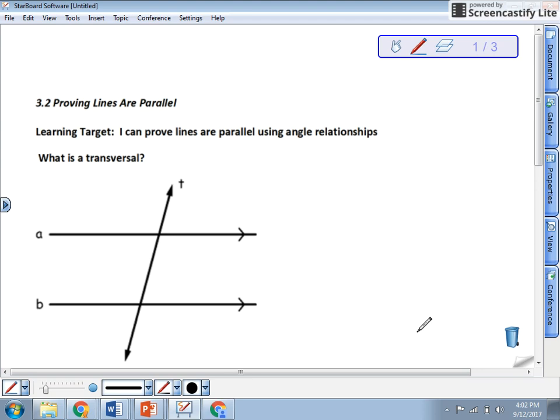Welcome to the notes on 3.2. Our goal today is that you can prove that lines are parallel using angle relationships. Okay, it's key, building off what we learned in the last section of notes.